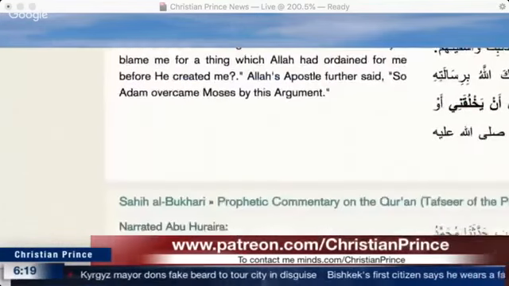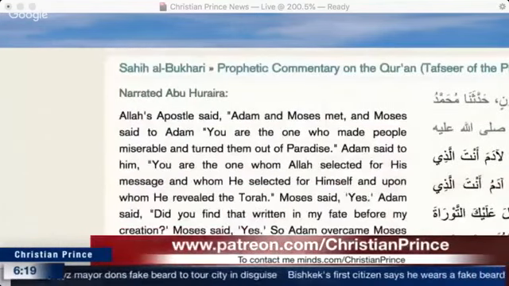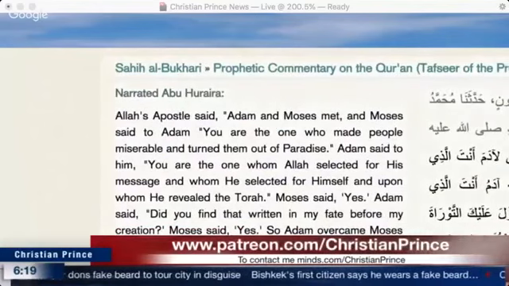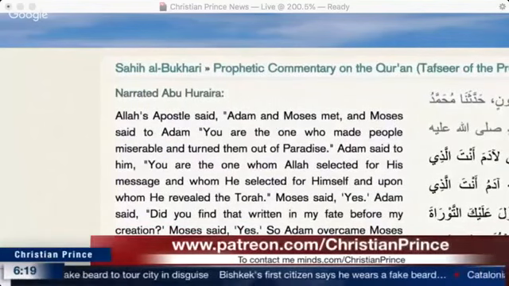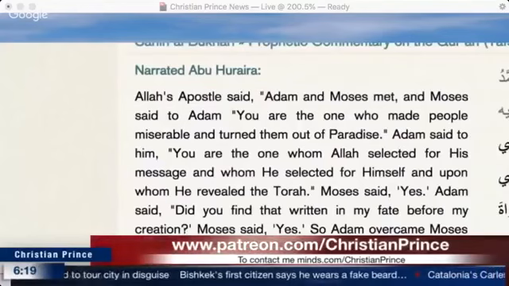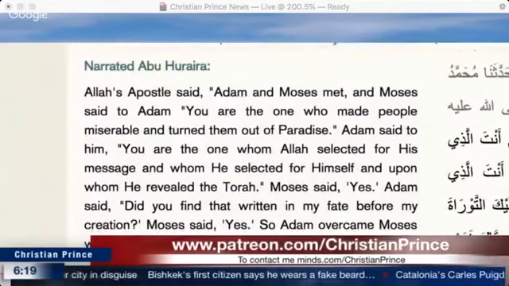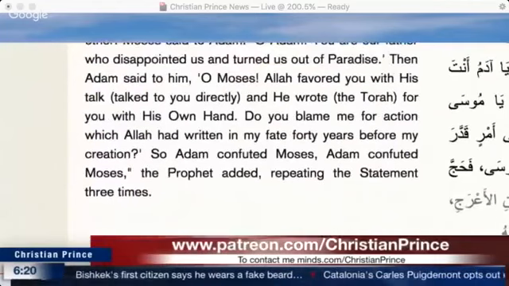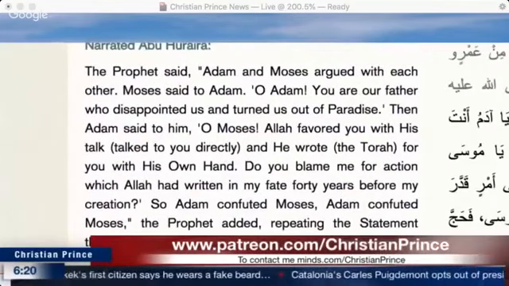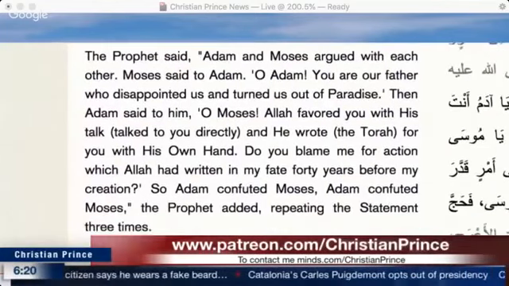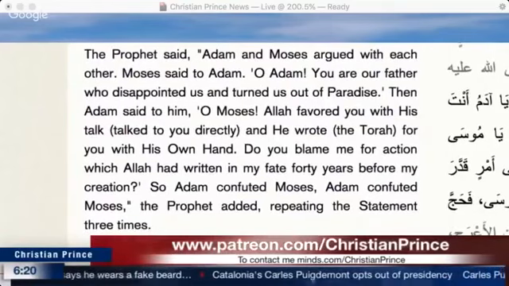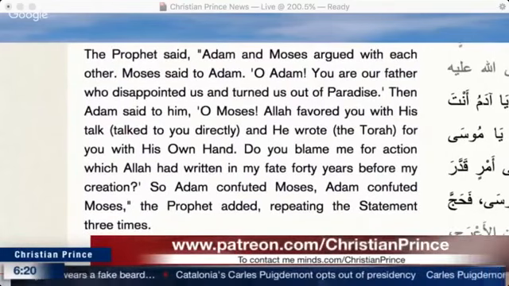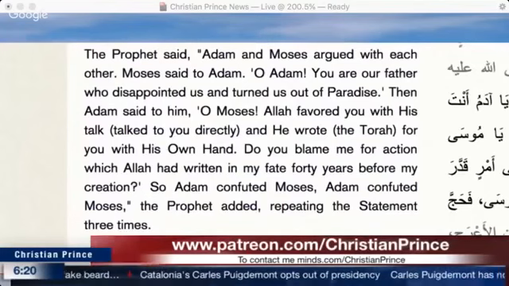When they had a debate, and this is something all Muslims agree upon, and it's part of Islam to believe in destiny, according to Muhammad, Adam's fate of sin was written for him 40 years before he was created. So we can't blame Adam for being deceived, because Allah wrote that before he created him. Correct?